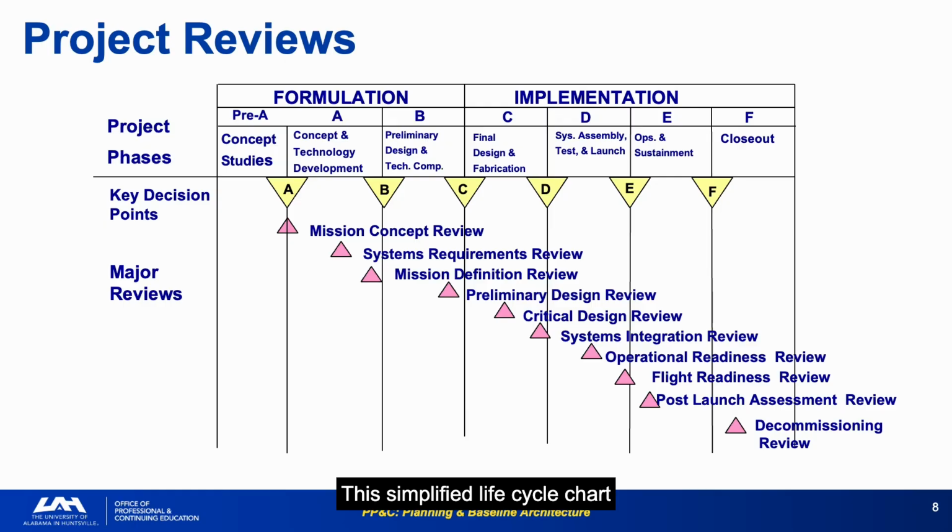This simplified lifecycle chart maps major reviews to phases, from mission concept review through decommissioning, so PP&C professionals understand the review rhythm they're supporting. Reviews consume enormous resources: time, travel, preparation, and rework. The point is that improper planning drives rework, and rework at major reviews is one of the most expensive things a project can do. Each review has specific PP&C evidence requirements.